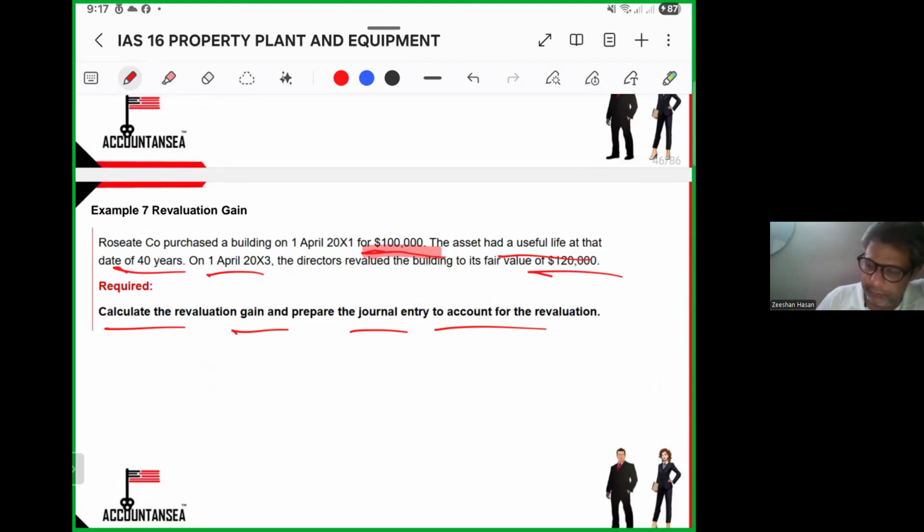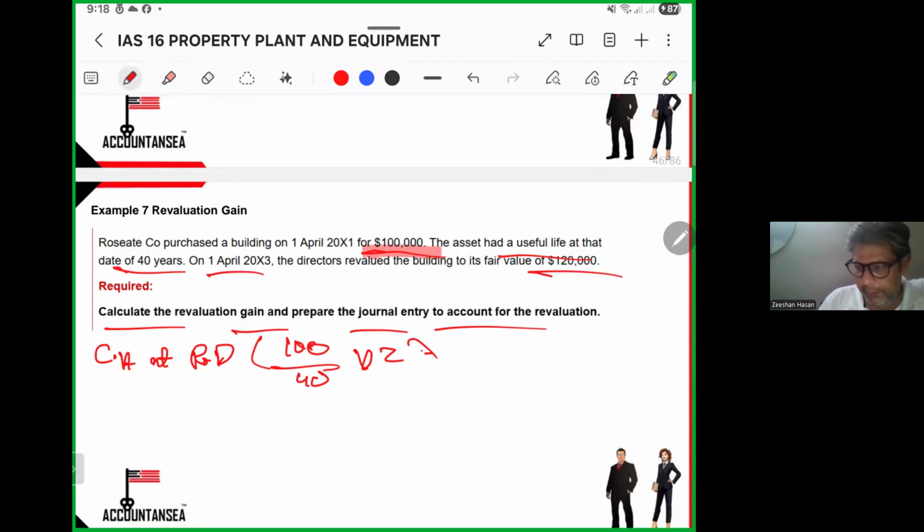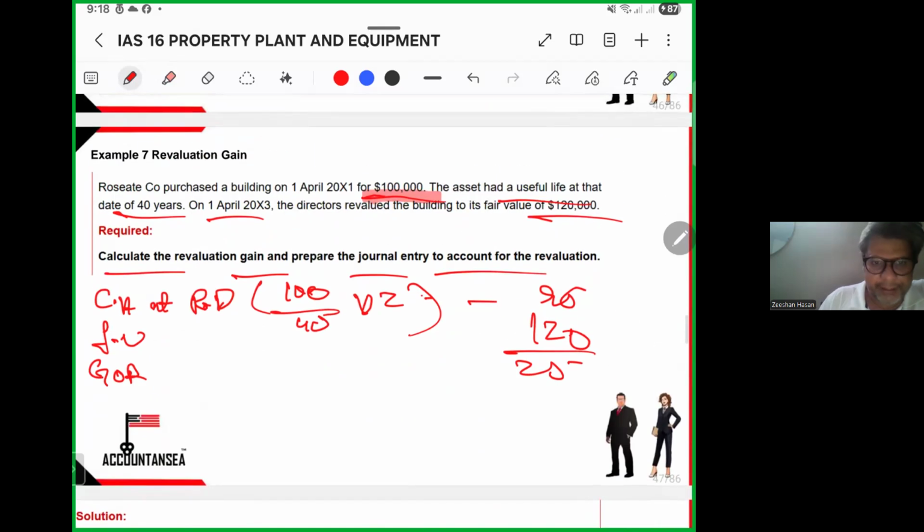So, the carrying value, or you can say carrying amount, at the revaluation date is 100 minus 100 divided by 40 years into 2 years, so we get 95. The fair value of the asset is now 120. So, the gain on revaluation is 25. So, what will be our entry?